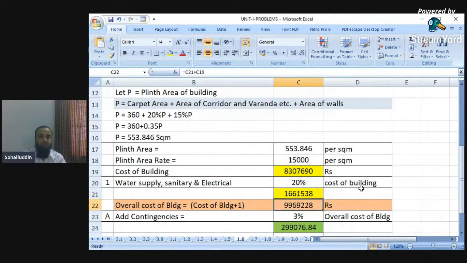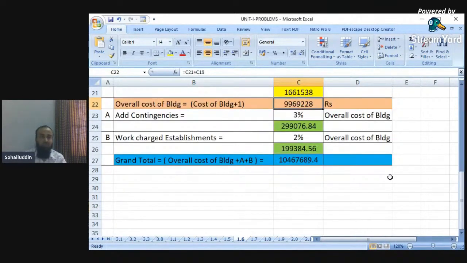Next, the reserve for contingencies is 3%. So 3% of the overall cost of building has been reserved for contingencies. Of 9 crores 96 lakhs 9,228, 3% comes to about 2 crores 99,000, or 29,9076.84. Again, for work charge establishment, 2% has been reserved.